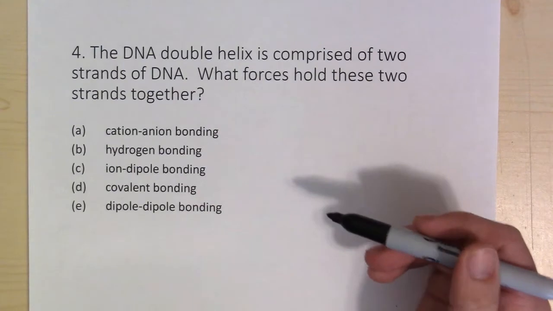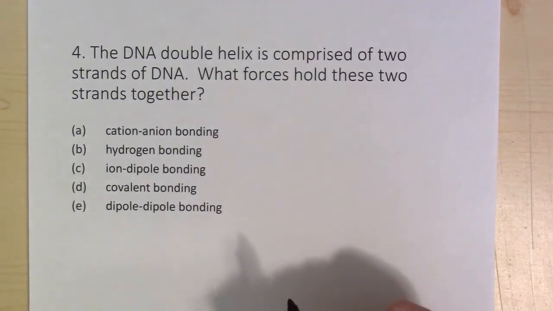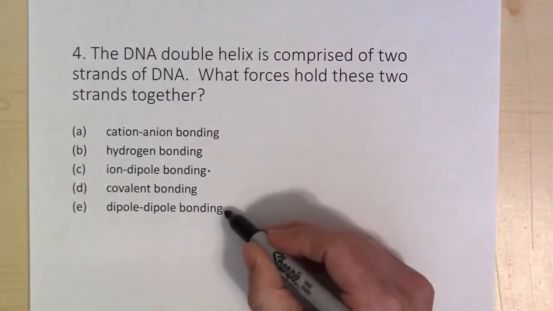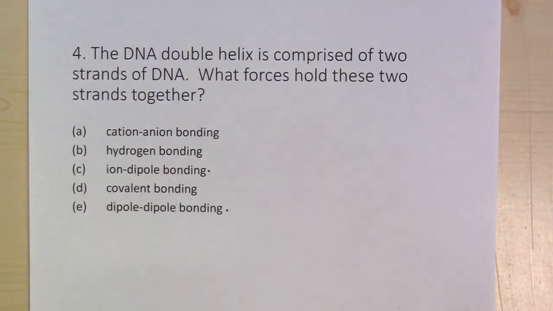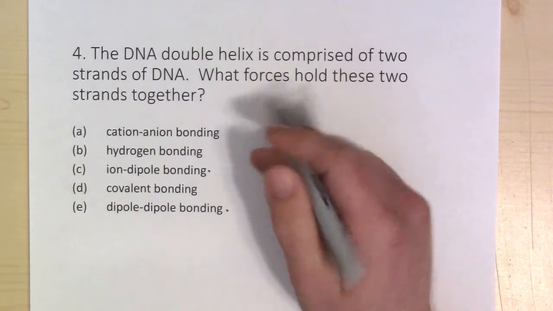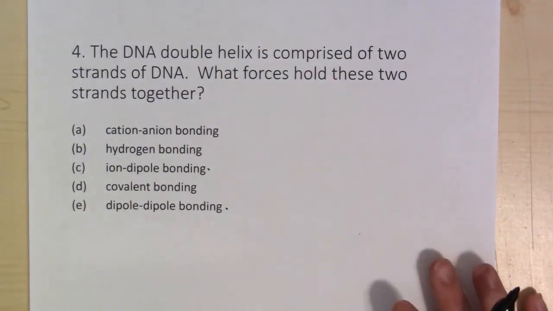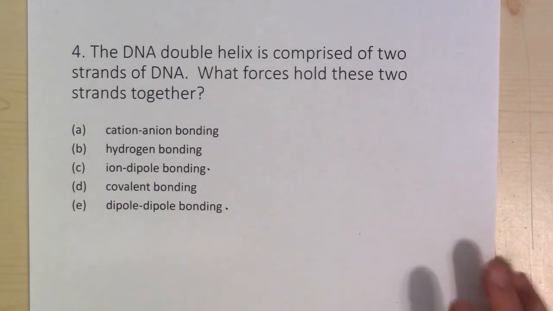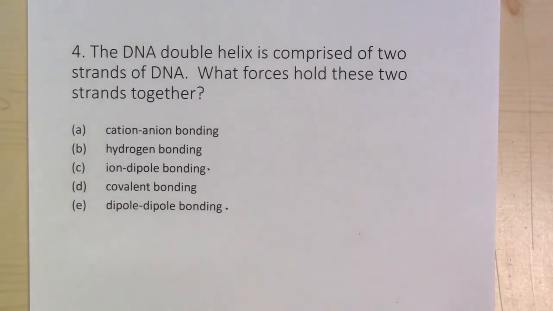So a few of these aren't technically types of bonding. So ion-dipole bonding, dipole-dipole bonding, those are intermolecular forces, so forces that bring molecules together. This could technically be thought of as ionic bonding. So it's probably best to look at what two DNA double helix strands look like next to each other. So just to save some time, I've drawn this picture ahead of time.